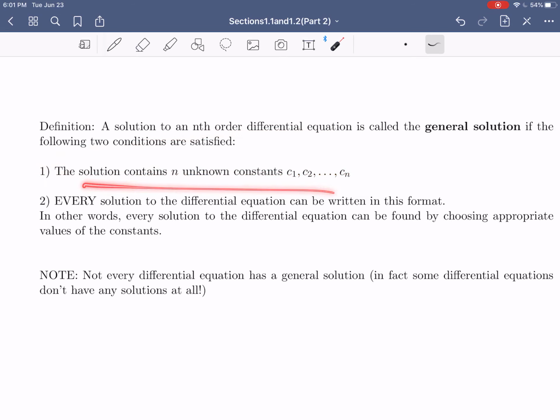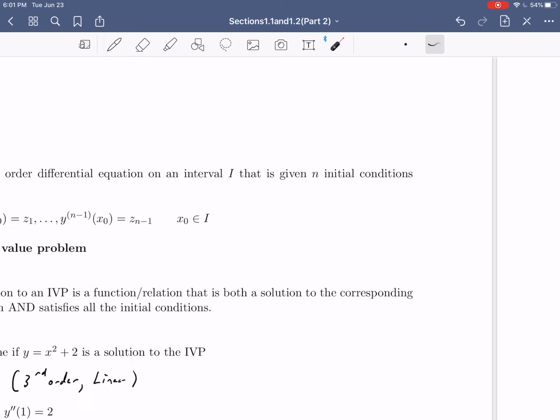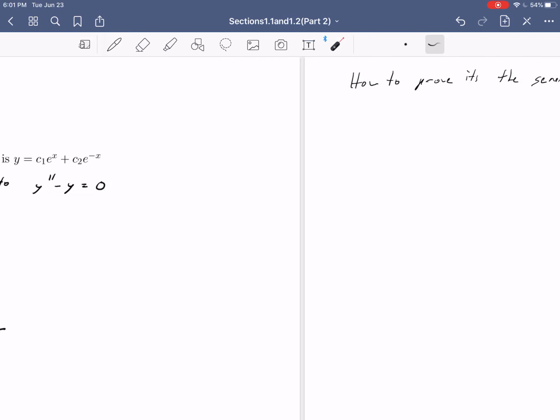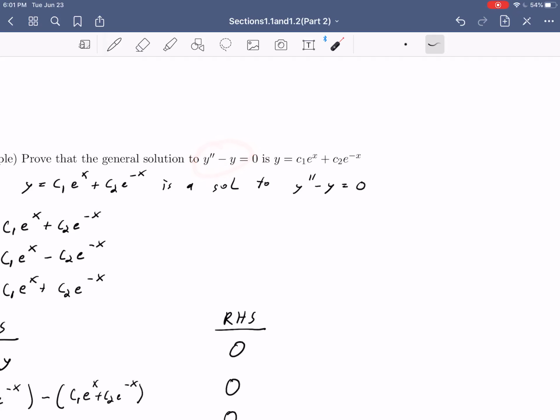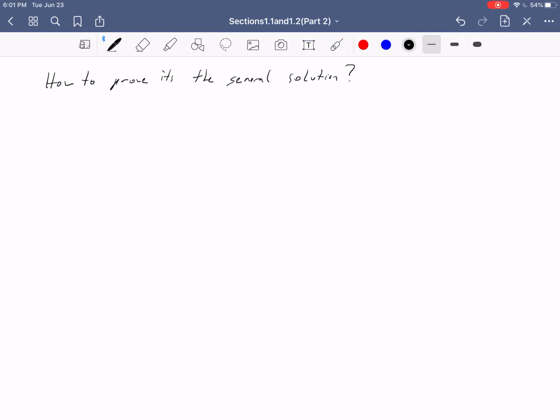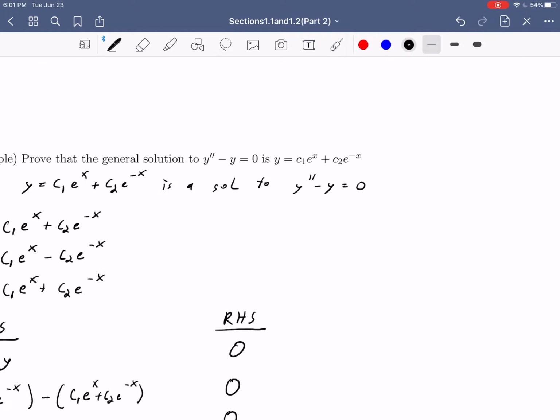First, the solution has to contain n unknown constants, where n matches the order. So in our case, that's nice and easy, right? We're talking about a second-order differential equation, and notice that our solution does have two unknown constants. So we're all good with that, right? So condition 1 needs to contain two unknown constants. Okay, check. That's nice and easy. What about condition 2?